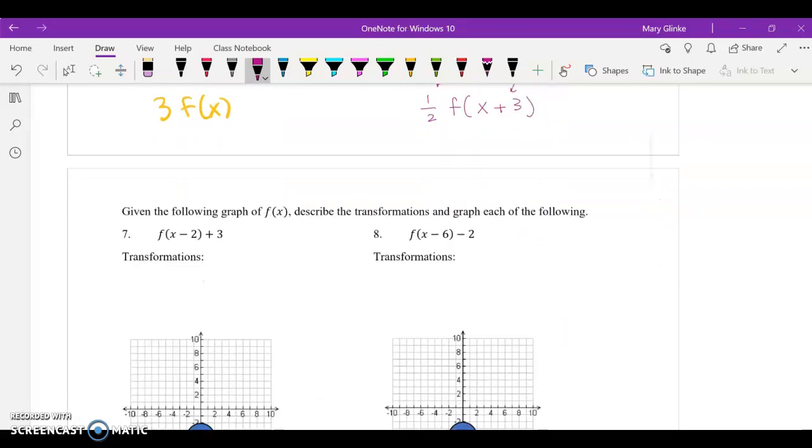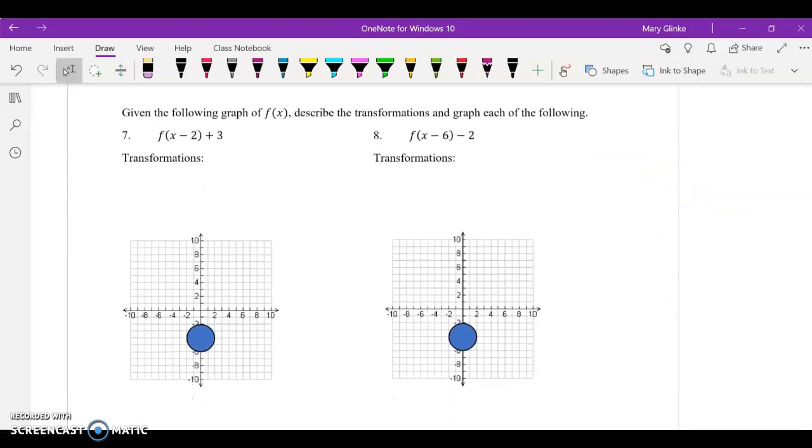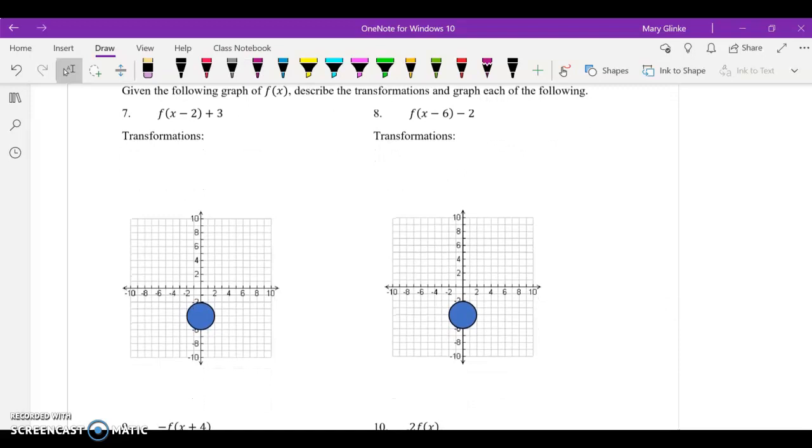Now let's try the next couple here. We're now going to be working backwards. So anything inside is moving it left and right, but we do the opposite. So this is moving our picture right 2. The stuff at the end, the plus, is the up and down. So this is up 3.